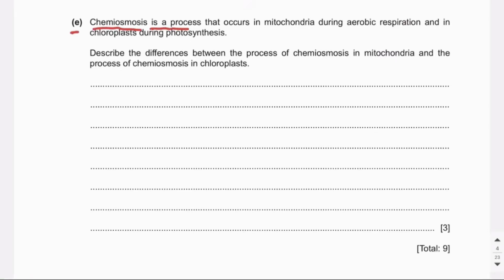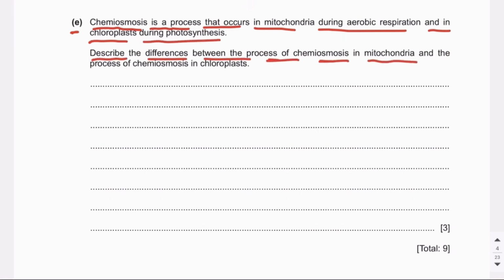Chemiosmosis is a process that occurs in mitochondria during aerobic respiration and in chloroplasts during photosynthesis. Describe the differences between the process of chemiosmosis in mitochondria and the process of chemiosmosis in chloroplast.